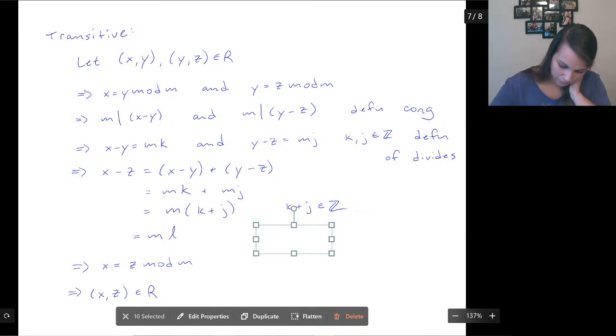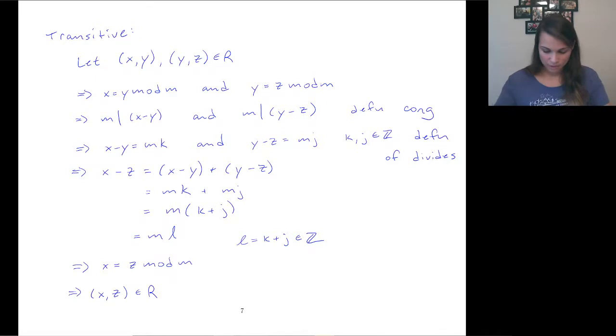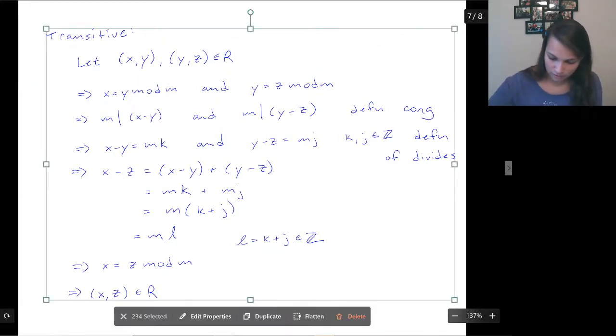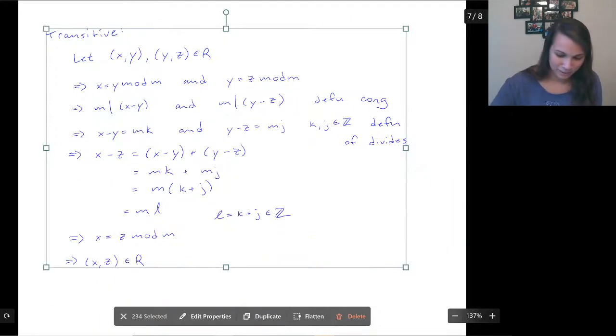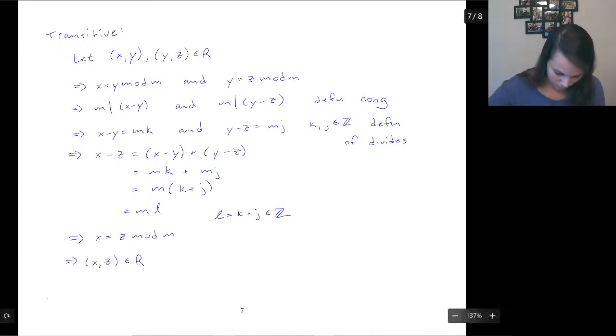Let's do it this way. Perfect. And then that turns into the definition of mod, which turns into it is in R. So we have transitive. And then what was the goal of this again? The goal was to prove that R was an equivalence relation. We have symmetry, we have reflexivity, and we have transitivity. Now we're done. Therefore, R is an equivalence relation. All done.